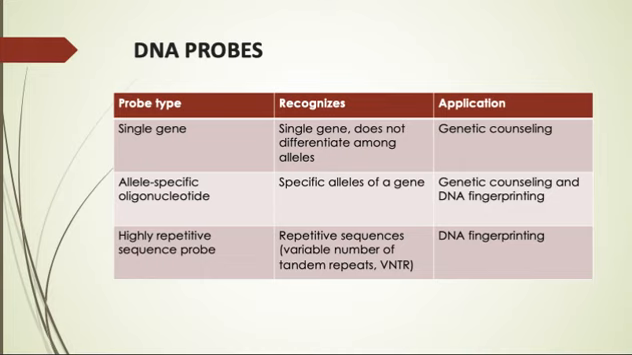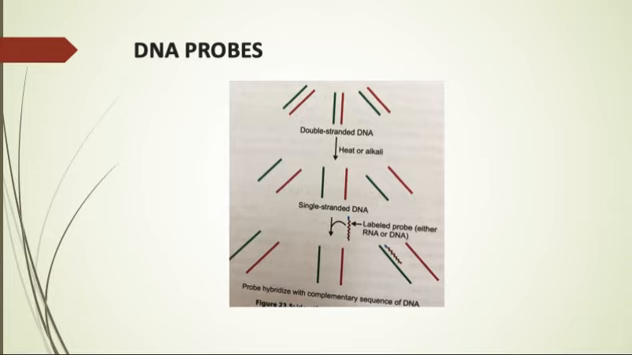So here is a flowchart that shows how the DNA probe functions. The double-stranded DNA is denatured by heating or by the action of an alkali. The single-stranded DNAs are thus produced.